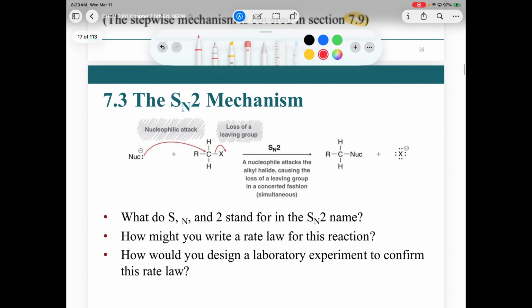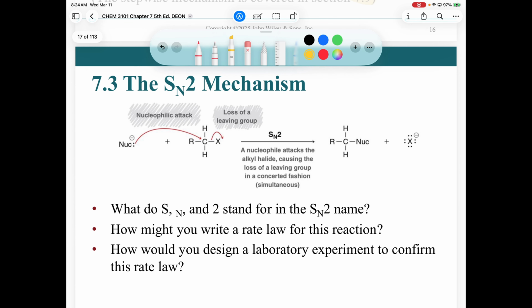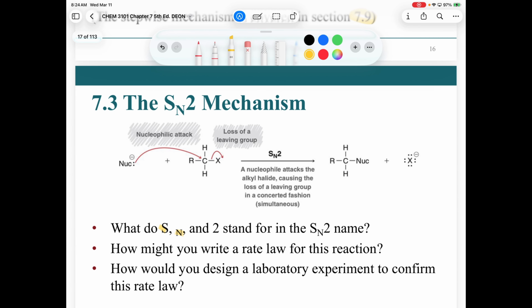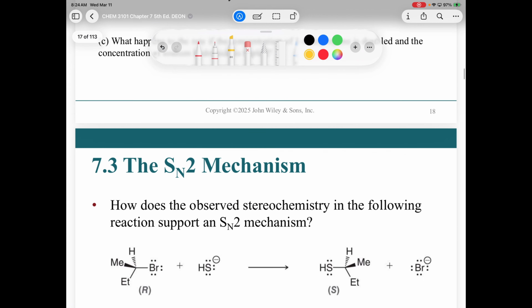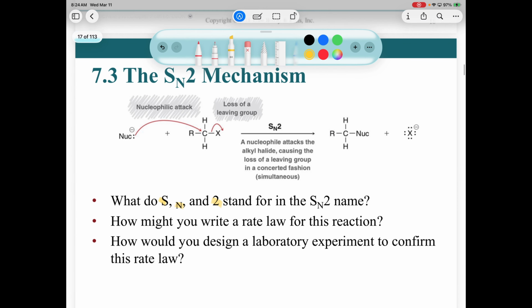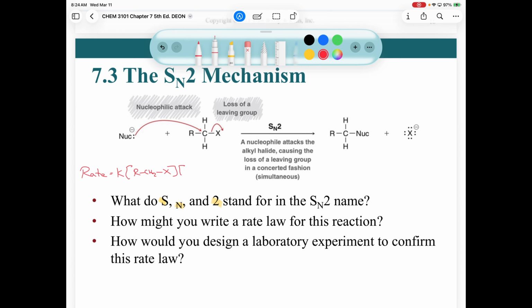Anyhow, going back to the mechanism, we already uncovered this as a group. The S stands for substitution, the N stands for nucleophilic, and the 2 stands for second order. The way we would write a rate law for this reaction, I don't have it written here, but I can write it again. For this reaction, the rate is equal to k times the concentration of the CH2X, multiplied by the concentration of your nucleophile, for this particular example.